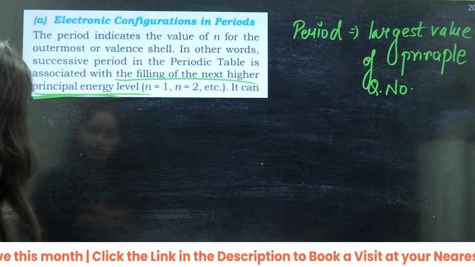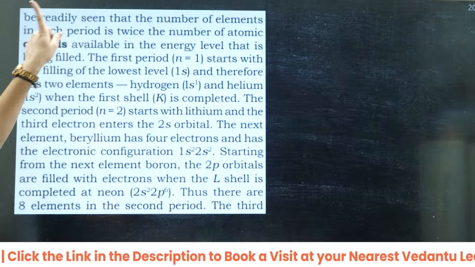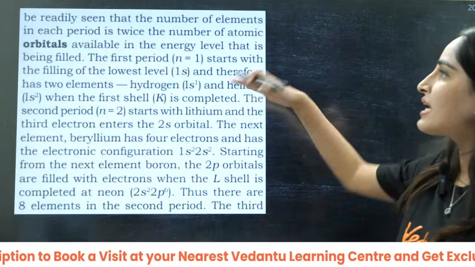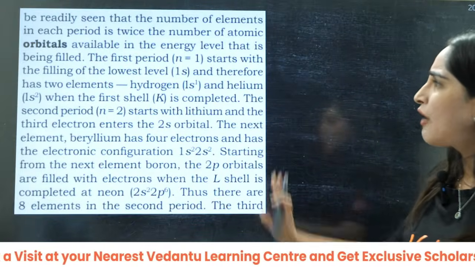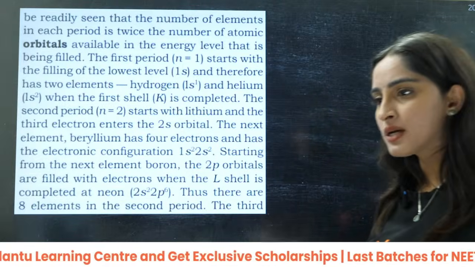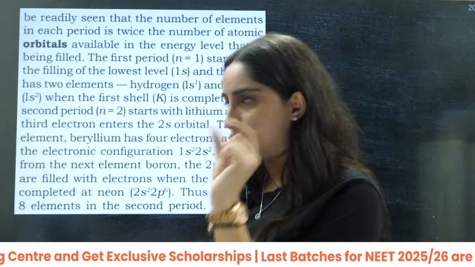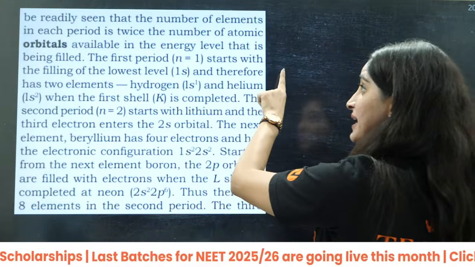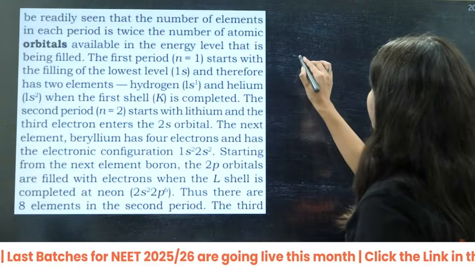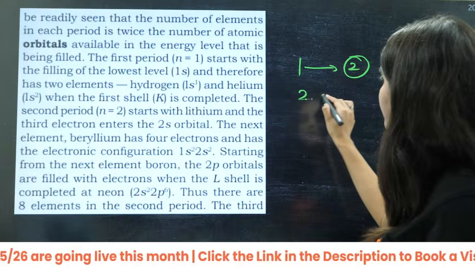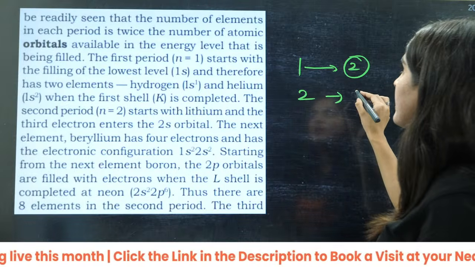Okay? Yes? It can be readily seen that the number of elements in each period is twice the number of orbitals available in the energy level that is being filled. Now, ma'am, what is this saying? Because this part is a little tricky. So what it is saying is, the number of elements in each period: first period you have 2 elements, right? Second period you have 8 elements.